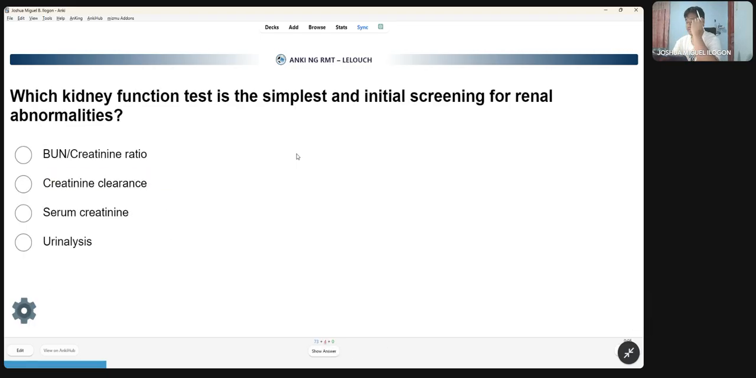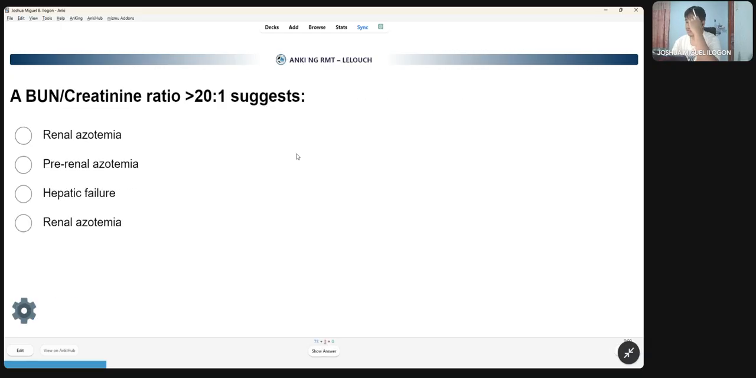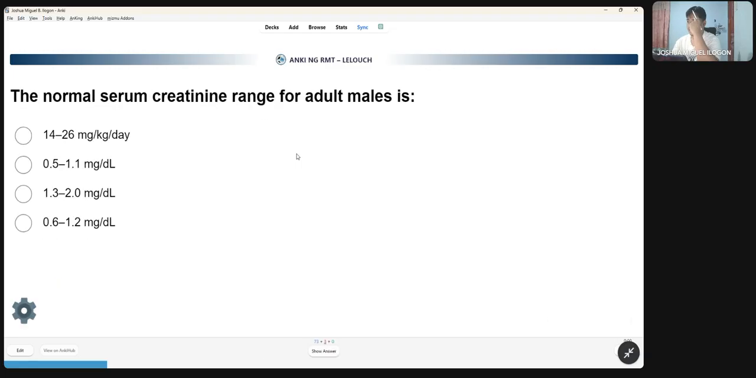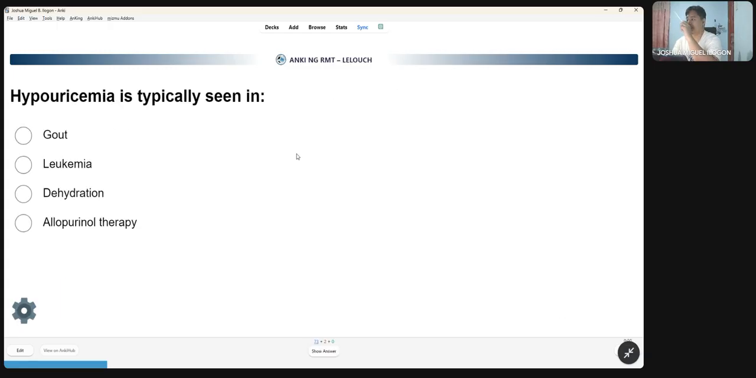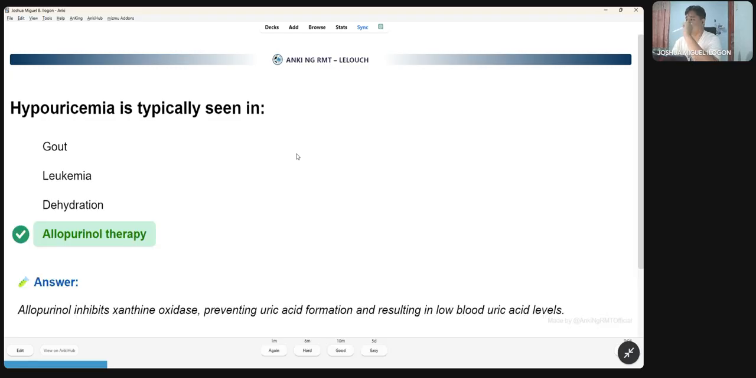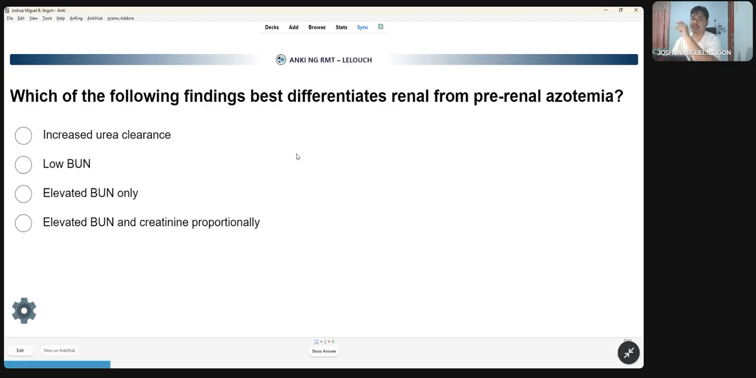Simplest initial state. Urinalysis. It's not going to be greater than 10 to 1. Pre-renal. If it is serum creatinine, 0.6 to 1.2 is right. If the answer is 14 to 26, that's urine. Hypouricemia: allopurinol, because it inhibits xanthine oxidase.